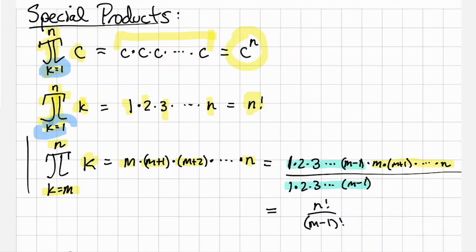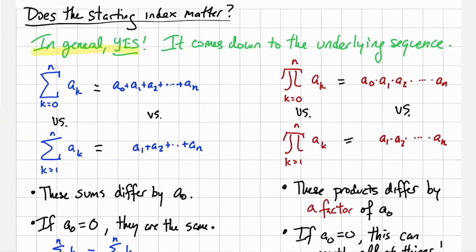So you may be looking at these indices and noticing on this page we started with k is equal to 1, and on the previous page k was equal to 0. Does that really matter? In general, yes, it definitely does matter.